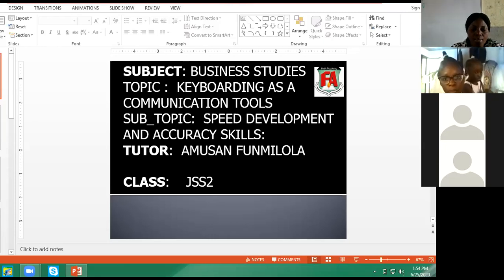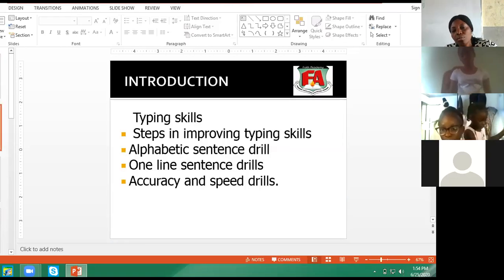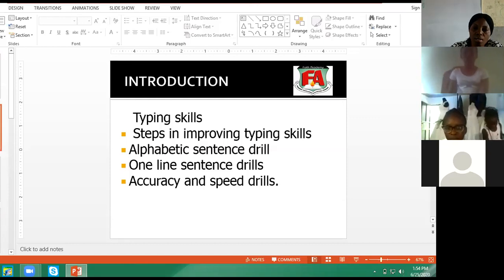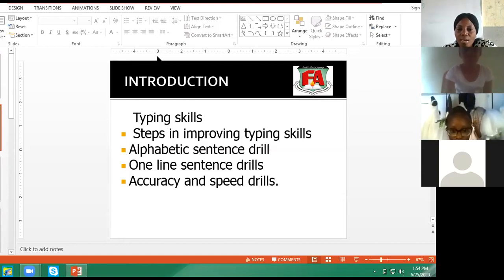So we shall be looking at typing skill. How do we improve our typing skill? Steps in improving our typing skill. The steps we use in improving our typing skill. Then we are going to drill ourselves on alphabetic sentence drill. Then we move on to one line sentence drill. Okay? Then accuracy and speed. Are you following?